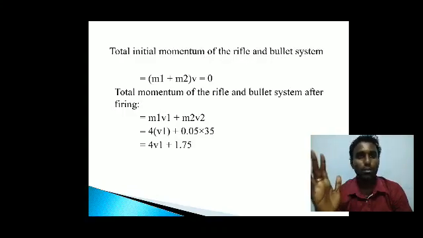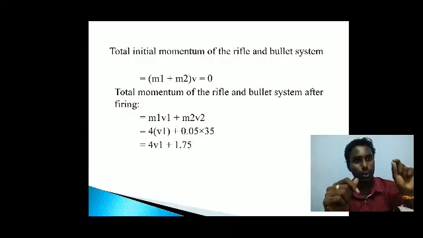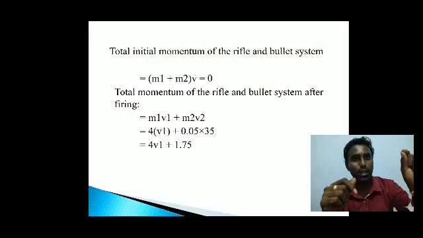Now, the total momentum of the rifle and bullet system after the fire. Once you fire, what will happen? The bullet goes with some speed. The bullet has mass m2, which is 0.05 kg, and it is moving at 35 meters per second.